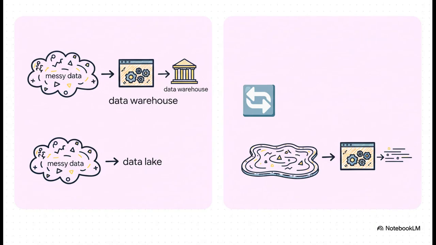But of course, technology never stands still, right? So there's a modern twist on this called ELT, Extract, Load, Transform. Notice the difference? The L and the T are flipped. Here, you load all the raw data into a flexible storage system first, and then you transform it later as you need it. This is super common with massive data sets in what we call data lakes.